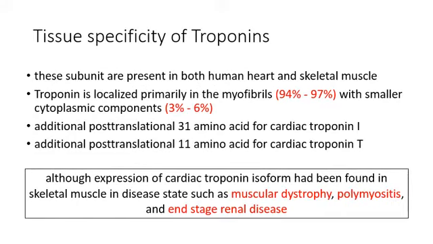Are the troponins specific to the cardium? The answer is yes. Because the troponin that is synthesized within the myocardium is different by additional amino acid sequences. For example, troponin I has additional 31 amino acid sequences, while troponin T has additional 11 amino acid sequences.